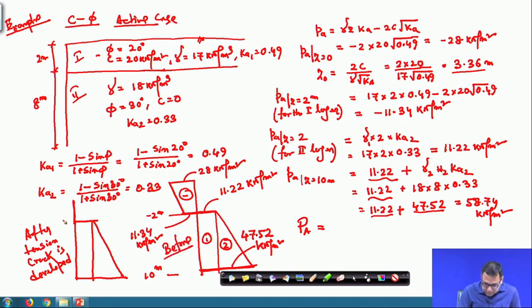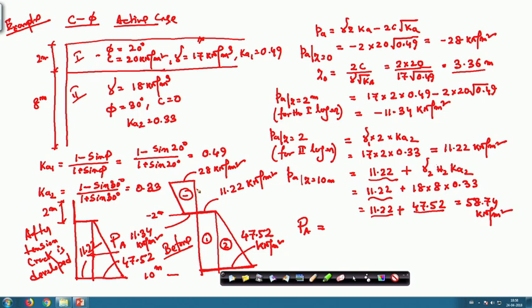So, after, this will be the 2 meter and this value is 11.22 and this one is 47.52. This is after, this is before, and we are calculating the force after the tension crack is developed. So, I am calculating this, this is the PA. Okay. Generally, we do not consider this one, but if it is specifically mentioned that you determine the force before the tension crack is developed, then you have to consider the negative one also, but here we will not consider, because we consider only the positive one.